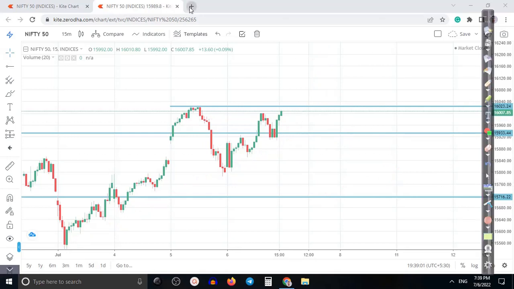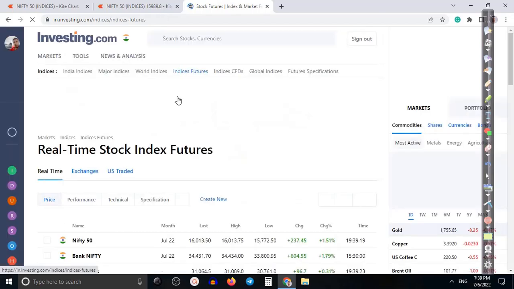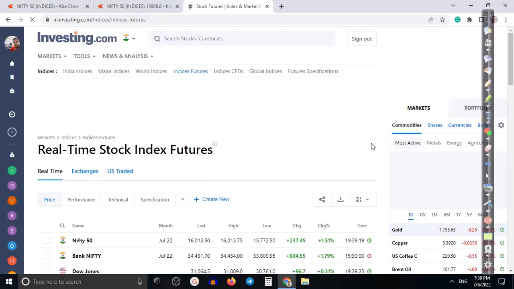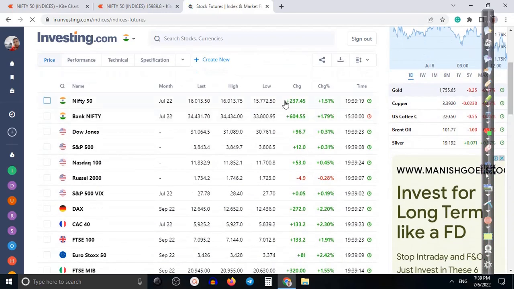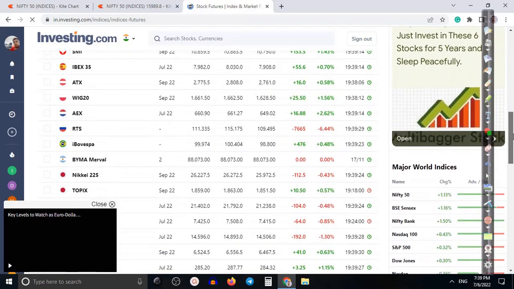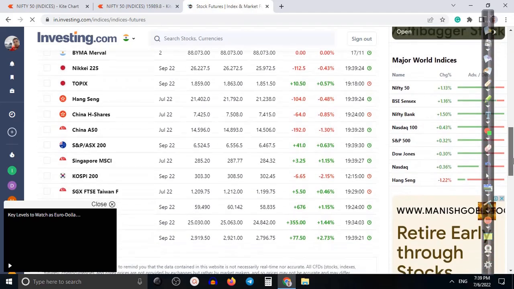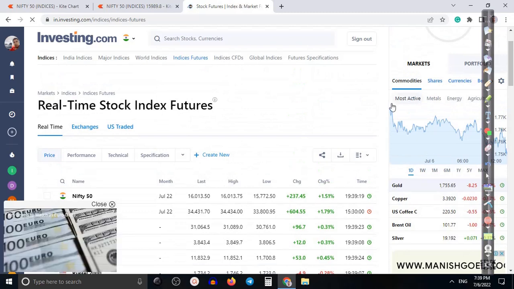If you want to see the global market, let me show you the global indices. This is the global indices futures. First, the Nifty is positive, and the Bank Nifty is also positive, Dow Jones a little bit positive, S&P 500 positive, and the rest of the US and European markets are also positive. So we are expecting the price will give a correct bullish signal tomorrow.